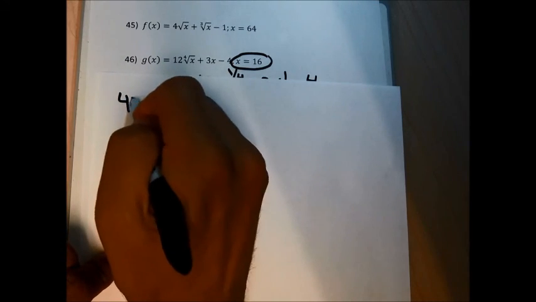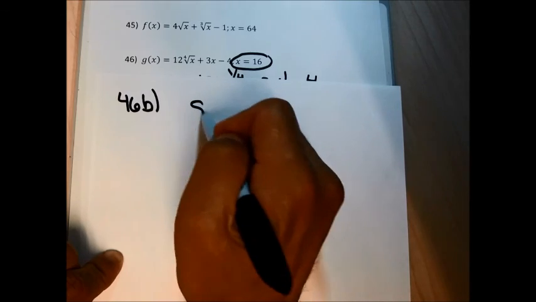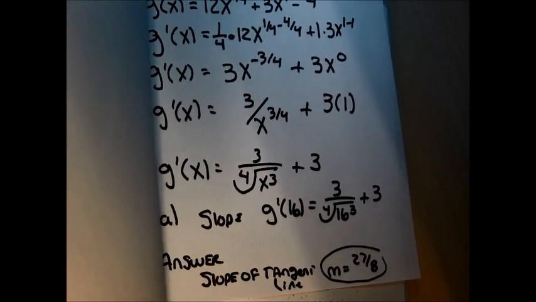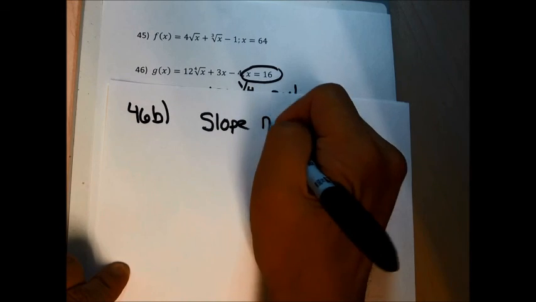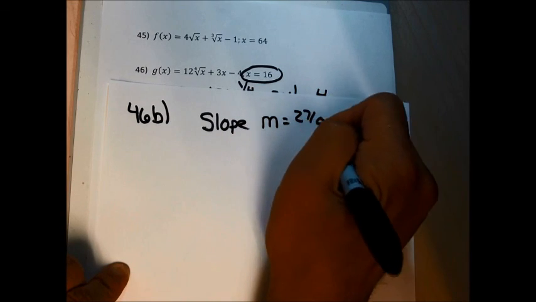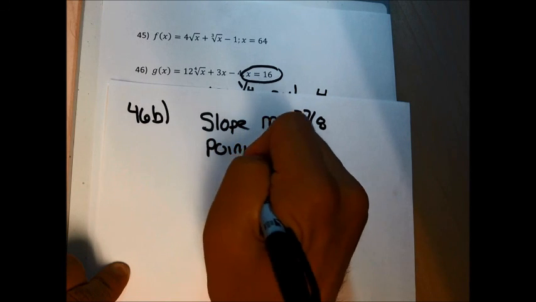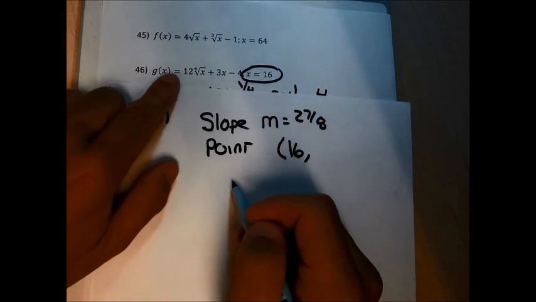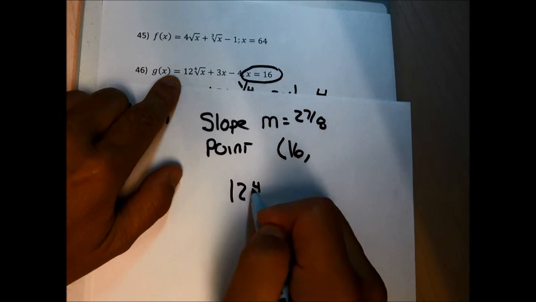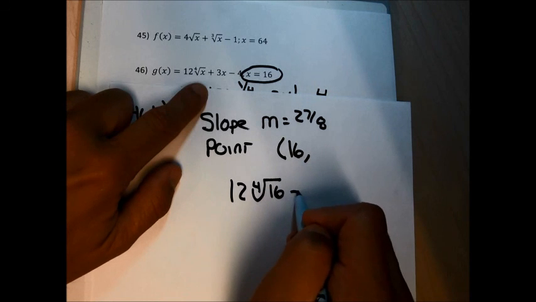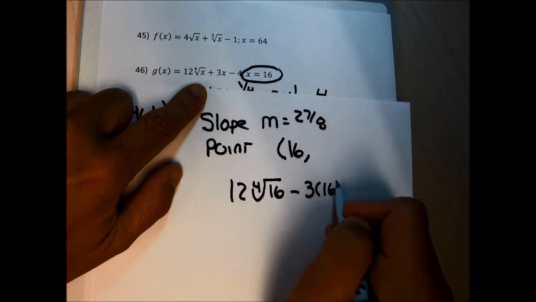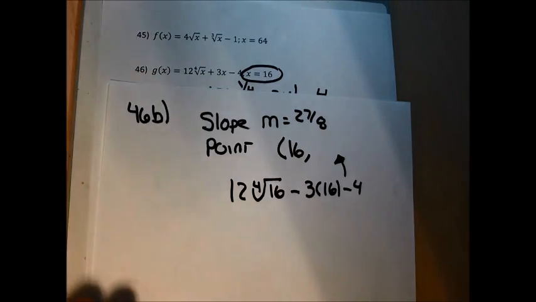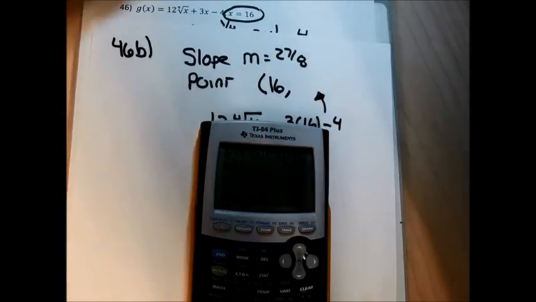So for 46b, I need a point and a slope. The slope of the tangent line is 27 over 8. And I need a point. The x-coordinate of the point is 16. For the y-coordinate, I go 12 times the 4th root of 16 minus 3 times 16 minus 4. I could do that on my calculator if I can't do that in my head. I can do it in my head, but I'll do it on my calculator.